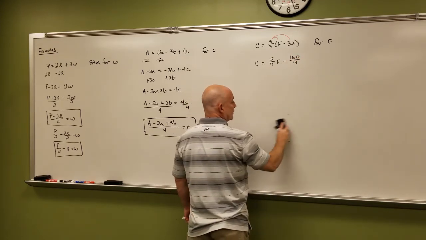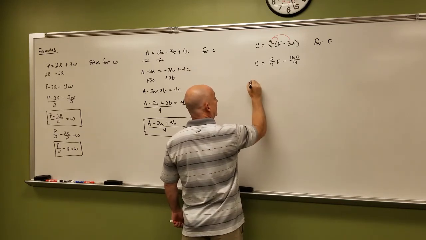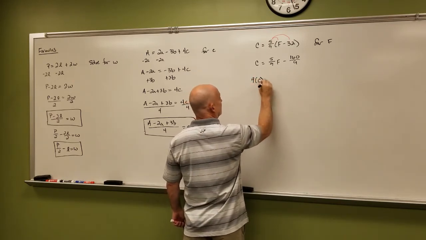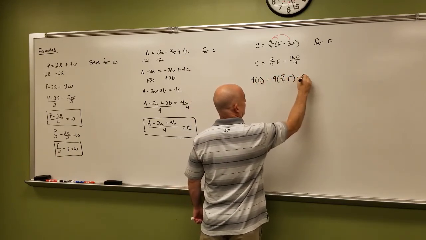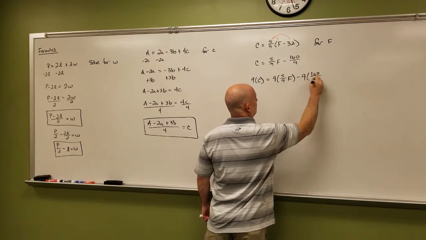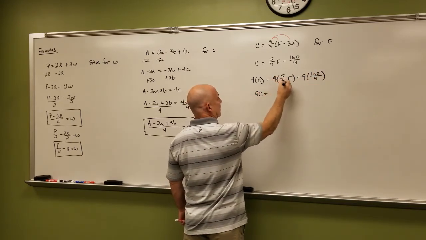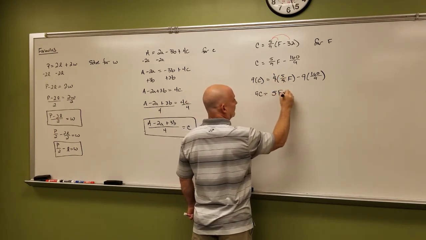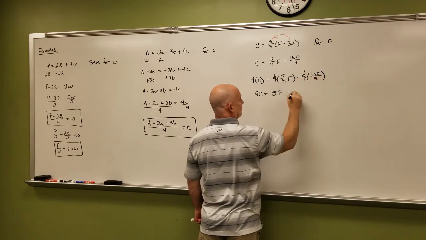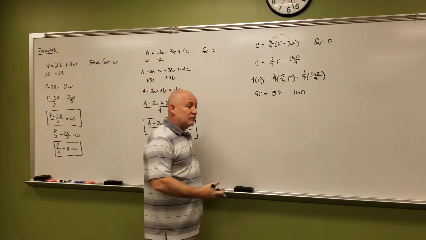All right, step 2 says clear fractions or decimals. I do have fractions, and my least common denominator is a 9, so you multiply every term by 9. Okay, so we get 9C is equal to here. 9 goes into 9 once, 1 times 5 is 5, big F, minus 9 goes into 9 once, times 160 is 160. All right, now that we don't have any fractions, we're going to keep on with our steps.